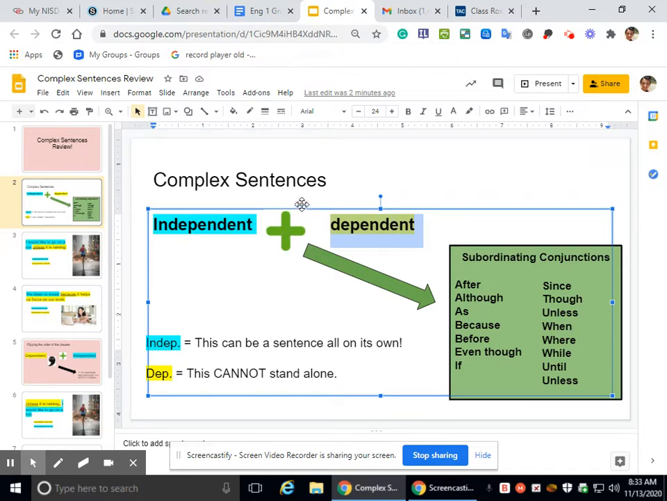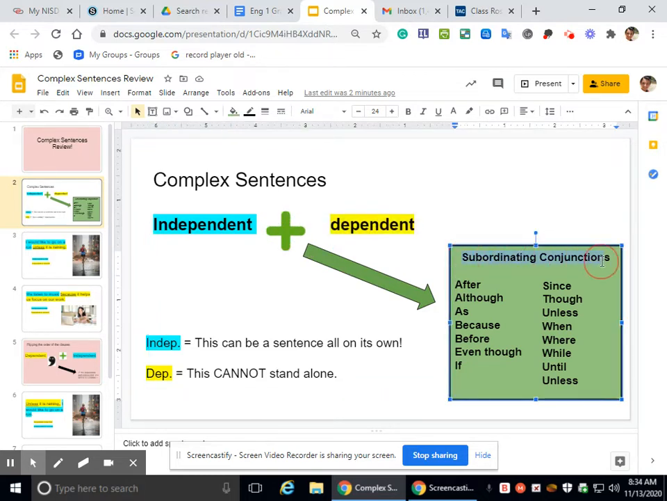All right, let's talk about what this glue is though. So what is it that connects the two, independent and dependent? Again, it's called a subordinating conjunction, and here is just a short list of what those words could look like. There's actually a longer list of subordinating conjunctions, and if you Google this, you will find a complete list. But for now, here are the most common ones. Okay, let's move on and take a look at an example.